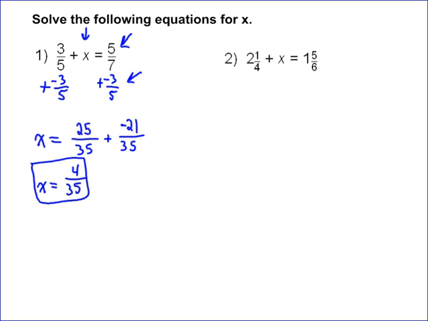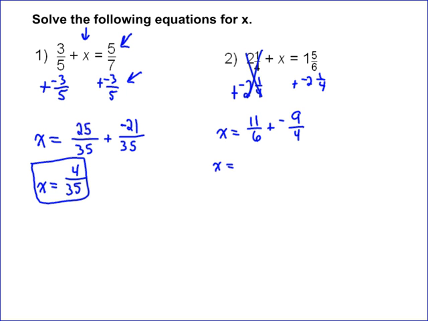Okay, the next problem, similar type problem. Again, on this one, we're going to be adding a negative 2 1/4 to both sides, because that cancels that out. So our problem is this, and I like to change them to improper fractions, so I'm going to do that as I go. 1 5/6 is the same as 11 over 6. And then we're going to add that to a negative 2 1/4, which is the same as a negative 9/4.